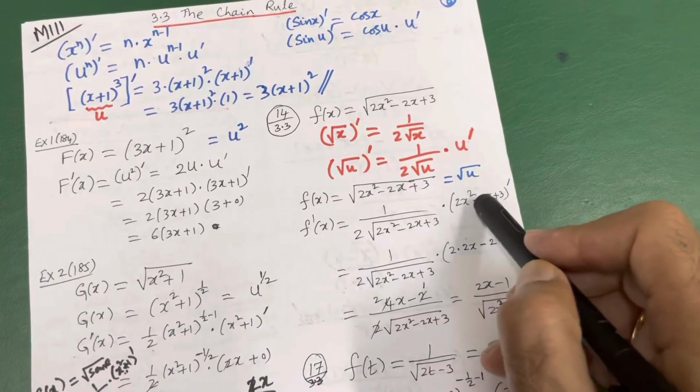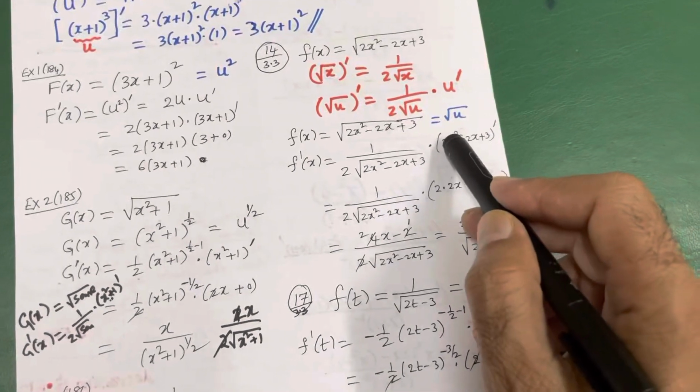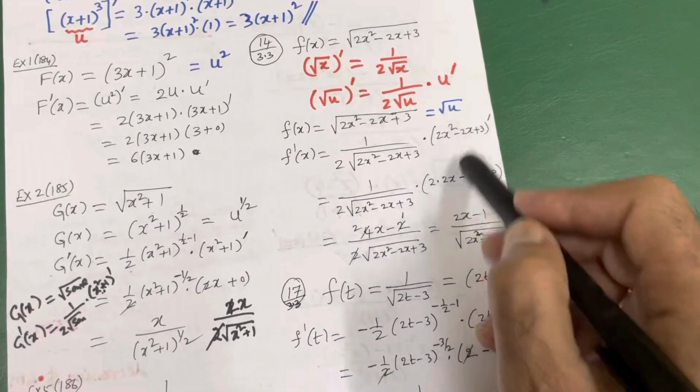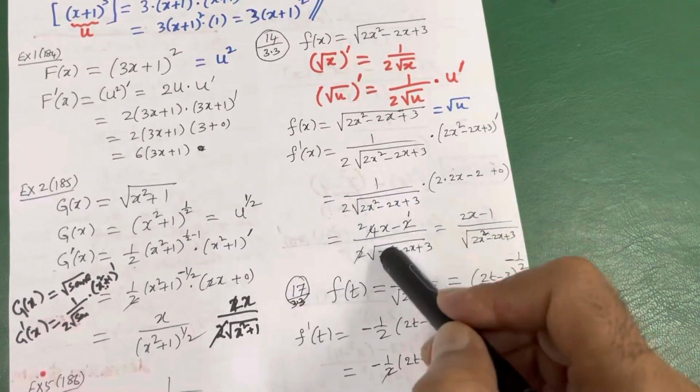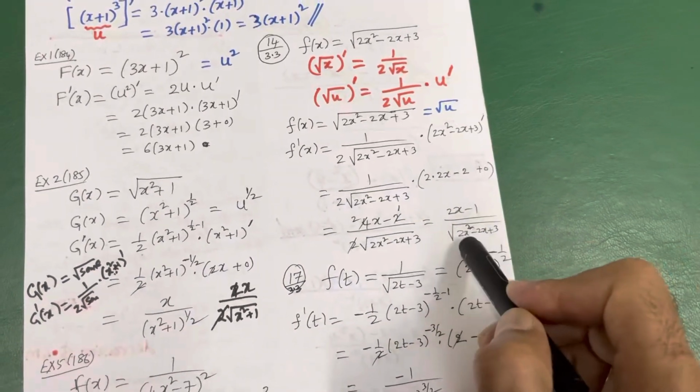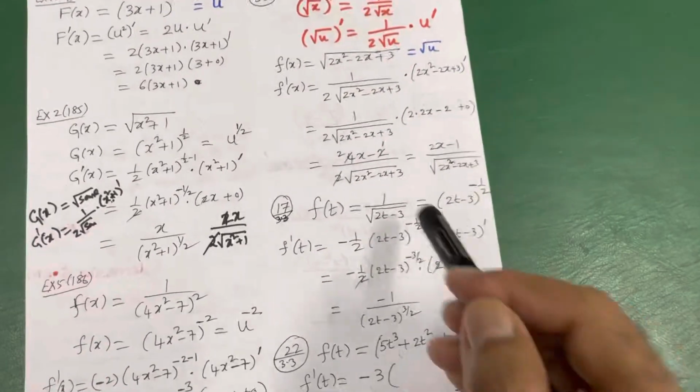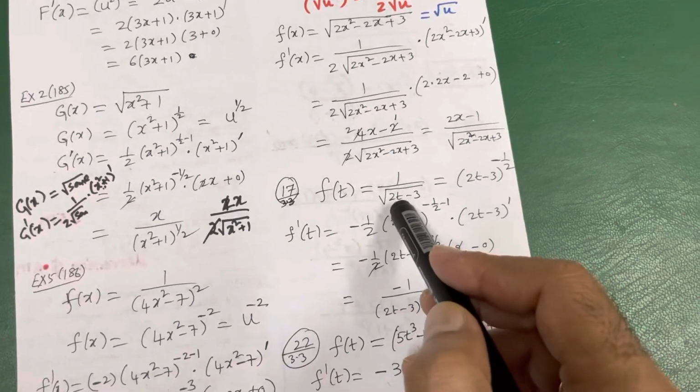This u, you should write it here, u derivative. So what is this derivative? 2x square derivative is 4x minus 2. So 4x minus 2 over 2 root x square. 2 cancels 2 times and then 2x minus 1 by this. Again 1 over 2 root 2x minus 3.